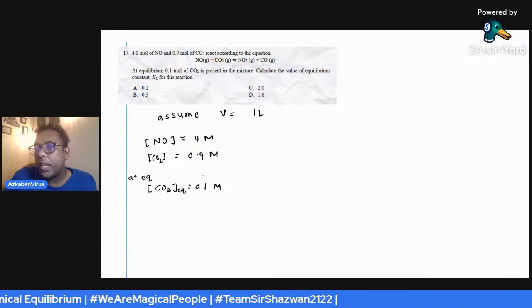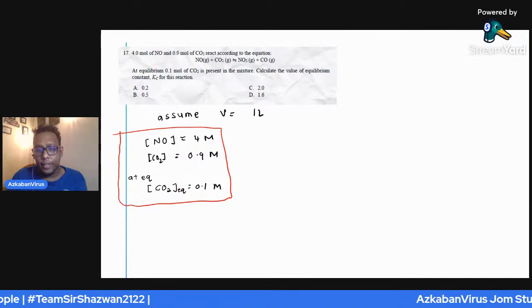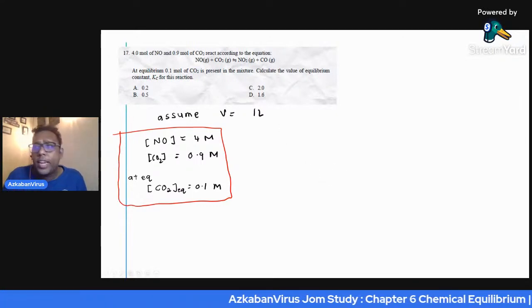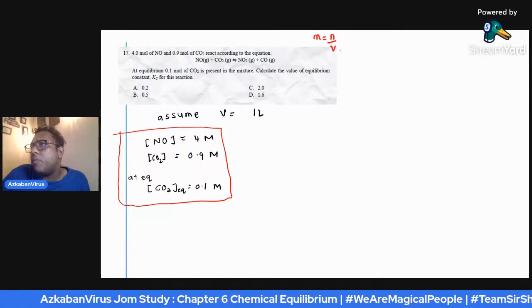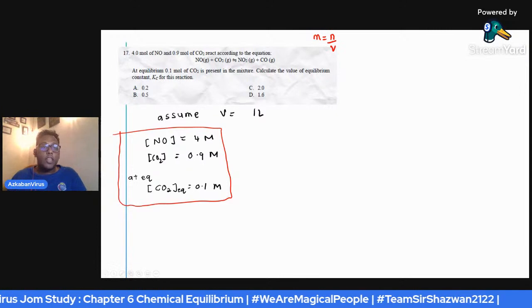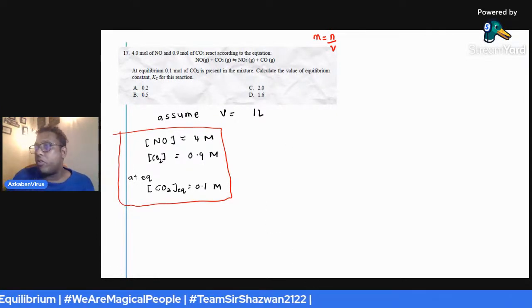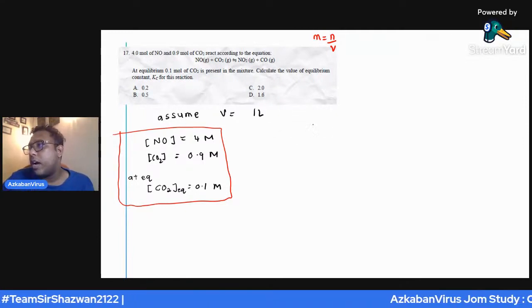Daripada mole bagi molarity ni, I hope you guys boleh faham kot. I skip that step, sebab kita bahagi dengan satu. Molarity is equal to mole over volume. Okay, kita ambil volume dari 1 liter, kita terus assume, senang sikit kerja kita. Right now, what we want to do is we want to calculate the Kc for this reaction. So, construct our ice table.